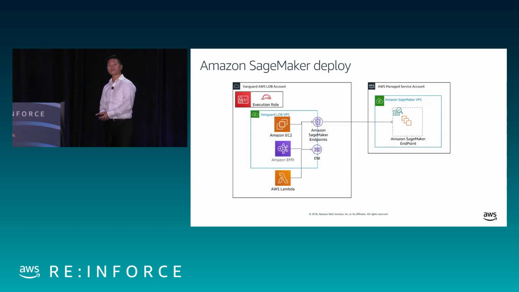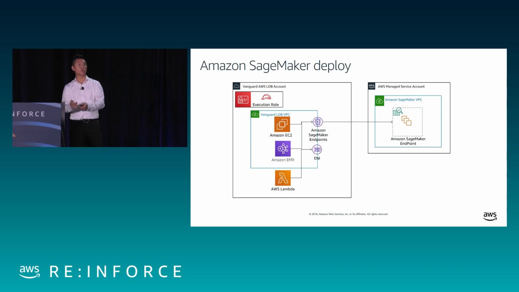So at this point, the data scientist is able to deploy a SageMaker endpoint. The client applications can start submitting inference requests to the SageMaker endpoint, and they only need an IAM role with invoke endpoint permissions. For example, the application could be in EC2, EMR, or Lambda functions.